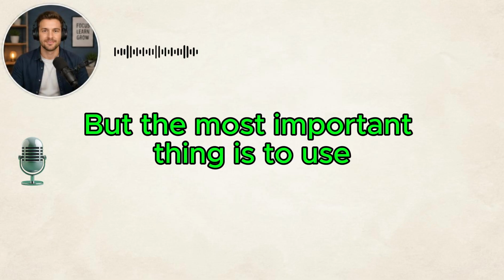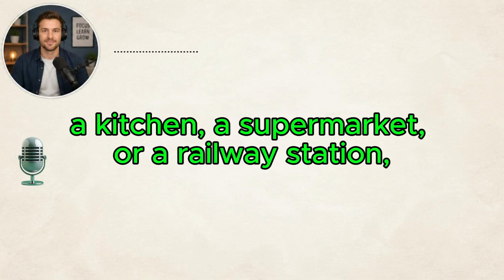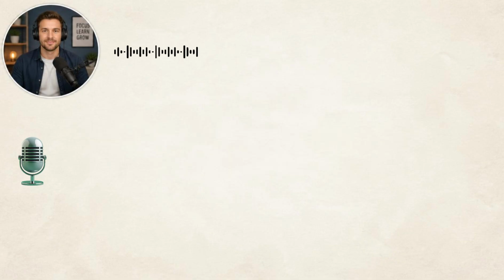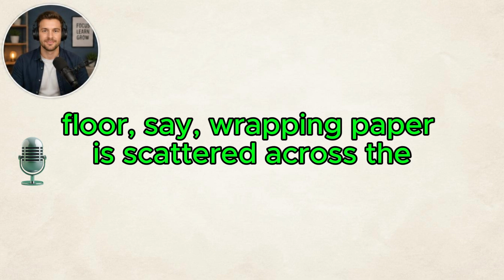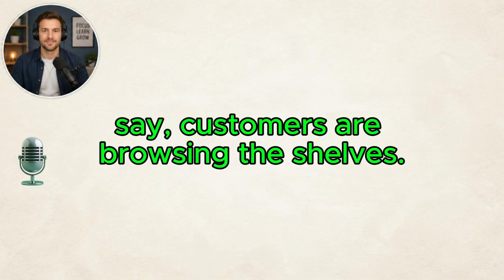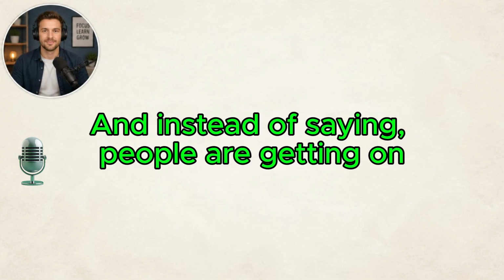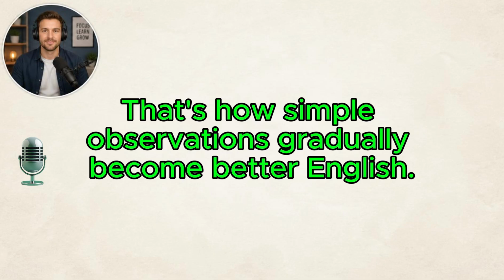But the most important thing is to use them. The next time you see a birthday party, a kitchen, a supermarket, or a railway station, try describing what you see in English. Start with simple sentences. Then make them more precise. Instead of saying, "There is a man," say, "A man is standing near the counter." Instead of saying, "There are things on the floor," say, "Wrapping paper is scattered across the floor." Instead of saying, "People are in the shop," say, "Customers are browsing the shelves." And instead of saying, "People are getting on the train," say, "Passengers are boarding the train." That's how simple observations gradually become better English.